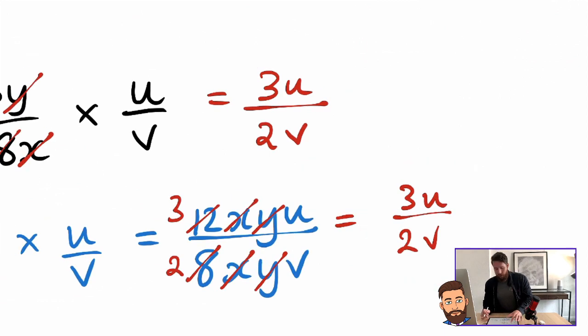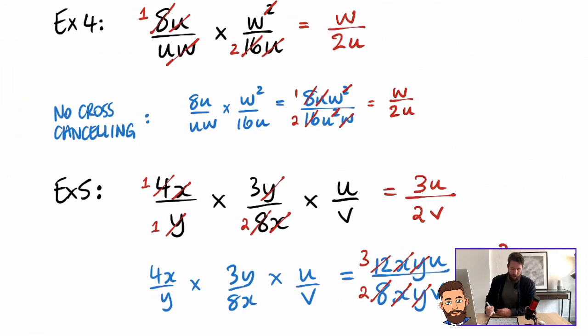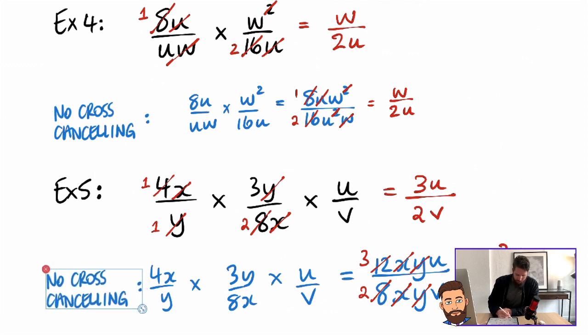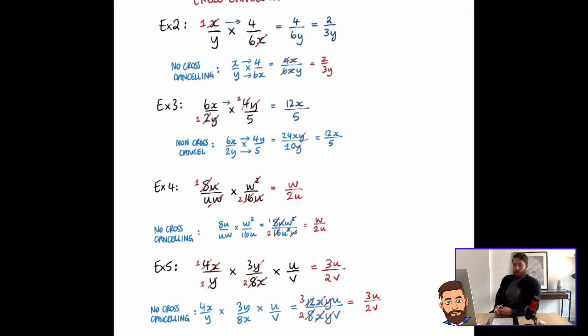So whichever way you go about it, whether you cross-cancel or do not cross-cancel, you will end up with the same answer. So I just wanted to illustrate both methods, so you can decide which one you prefer, because sometimes students can see it one way and find it really easy, and then other students find it completely impossible to do the cross-cancelling method, or vice versa.